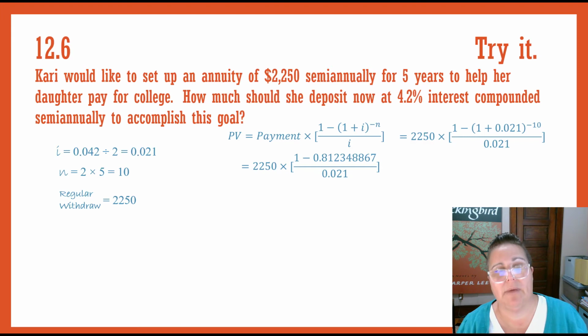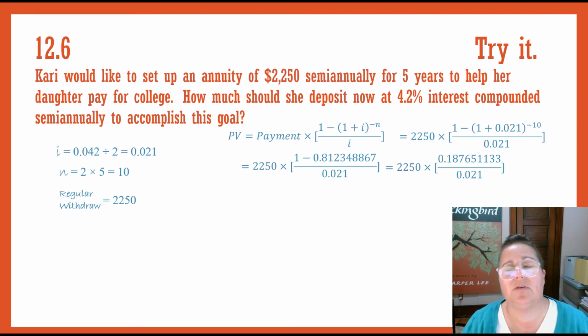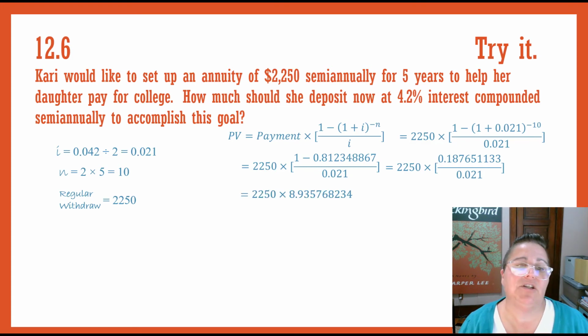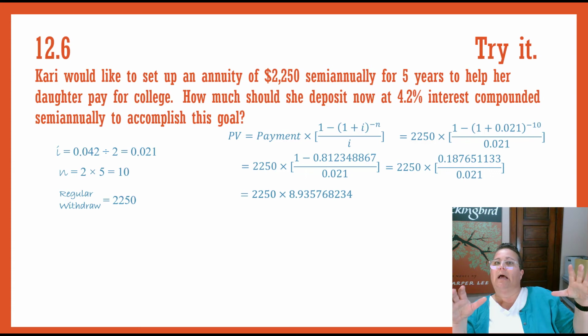or $2,250 times 1 minus 0.8123488867 divided by 0.021, or 2,250 times 0.18765111133 divided by 0.021, or $2,250 times 8.935768234. Do you see that 8.9?